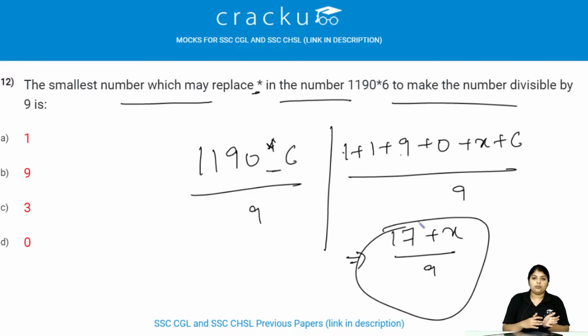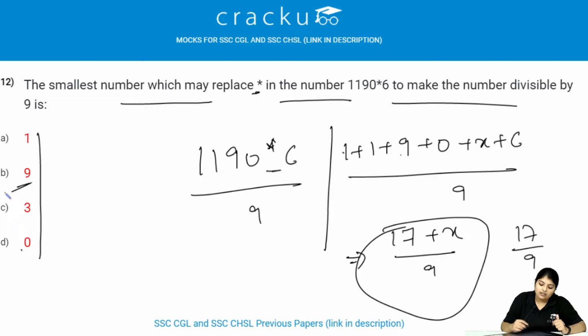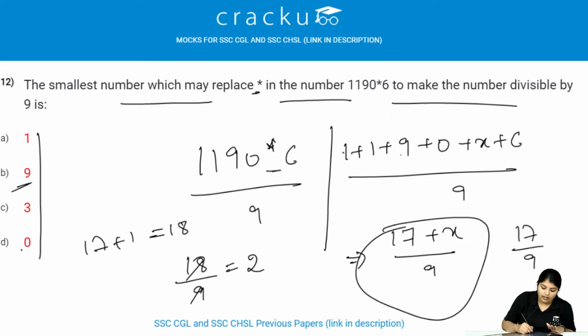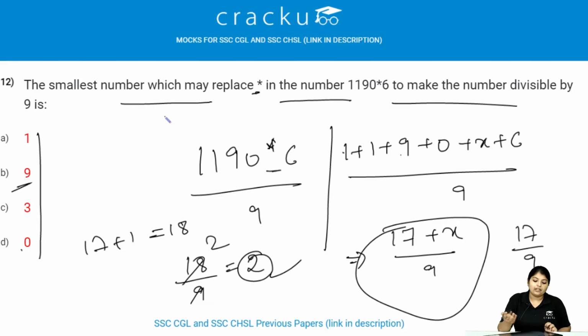Now, from the options, put the value of any of the options in the x and check whether it is divisible or not. When we put 0, 17 by 9, it is not divisible. When we put 3, 17 plus 3 is 20, it is also not divisible. And 9, 17 plus 9 is 26, also not divisible. But 17 plus 1, which is 18, is divisible by 9. That is 18 by 9, 9 ones, 9 twos. So it is divisible by 9. Therefore, the smallest number which may replace this digit is 1. Therefore, the answer is option A. Hope you understand this question.